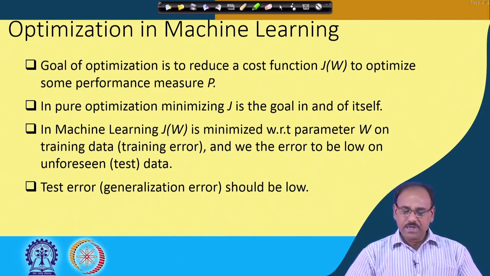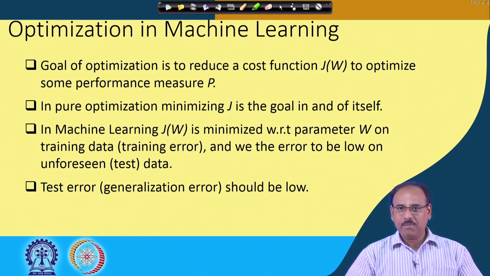But when you talk about machine learning, we minimize the loss function or cost function J(W), where W is the parameters of your machine learning algorithm or model. But this minimization is done on the training data or the training samples, or in other words, what you try to minimize is the training error.